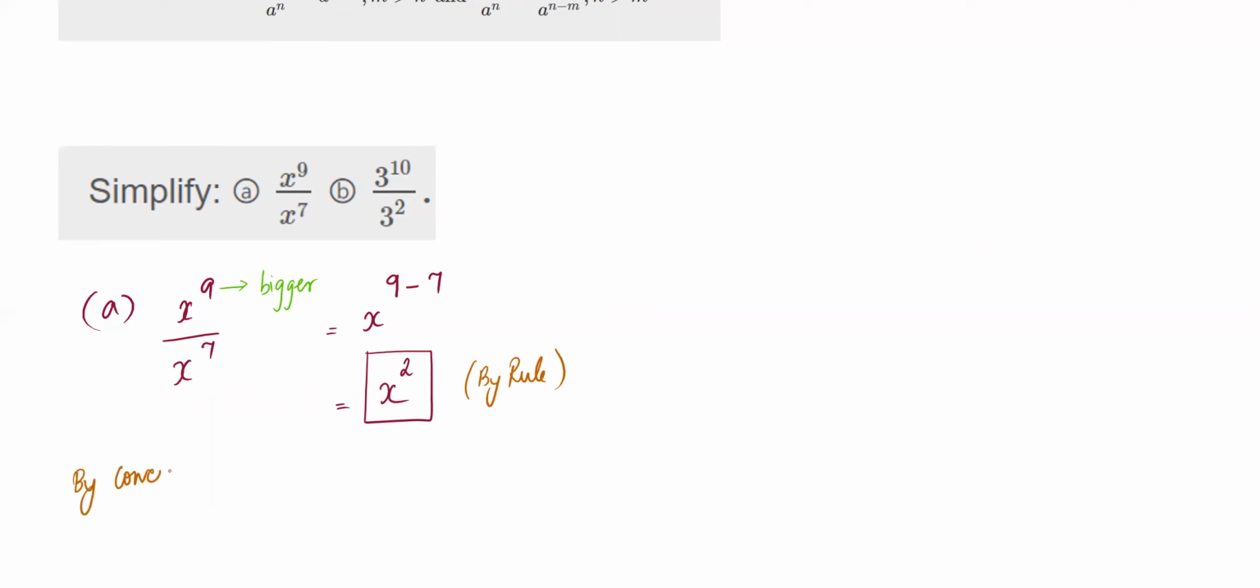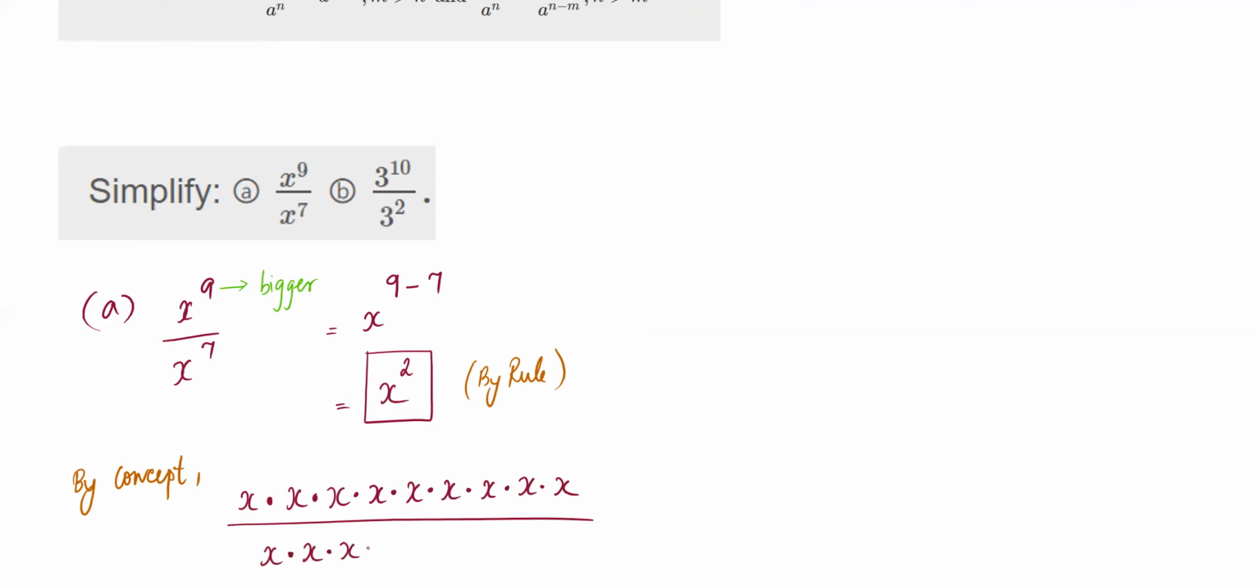By concept, I simply will have to expand this, right? It's going to be painful. I'm going to write this 9 times. 1, 2, 3, 4, over x power 7. That has to be done 7 times. 2, 7. Because they're all being multiplied and they are like terms, they can be cancelled off up and down.